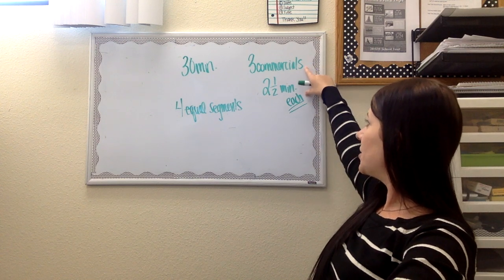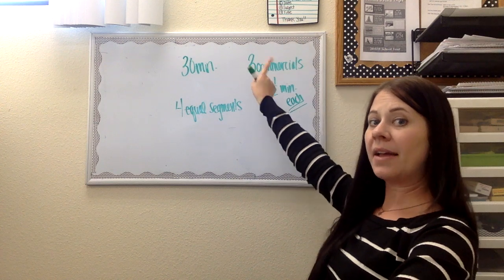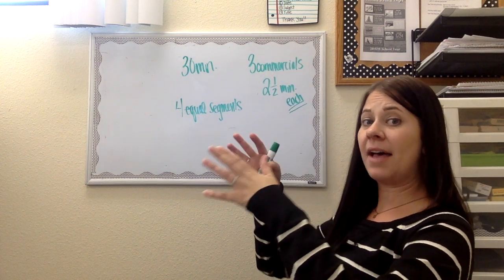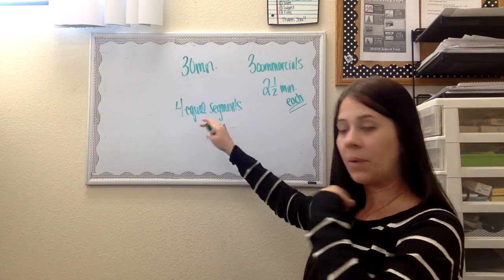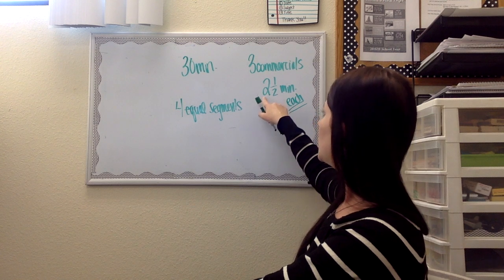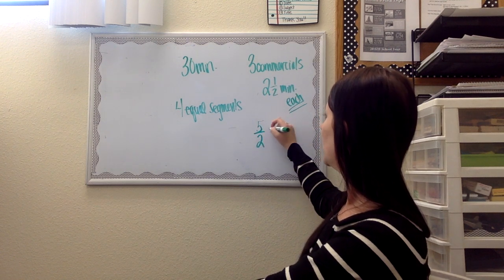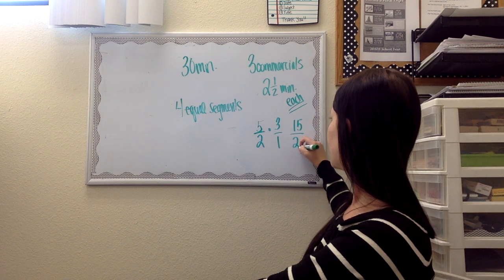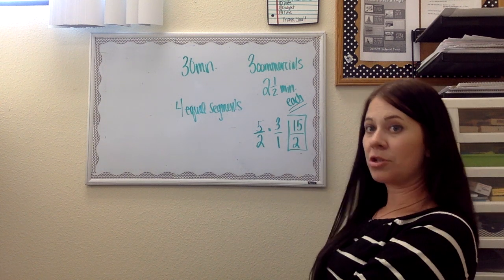So once I figure out how much of the 30 minutes is my commercials, I'm going to subtract that, which means I have what's just left for my equal segments, and then I'll divide that by 4. Okay? So I'm going to do 2 times 2 is 4, plus 1 is 5 halves times 3 over 1. So that's 15 halves.